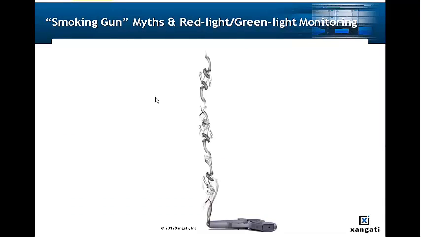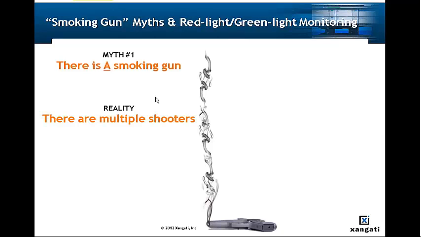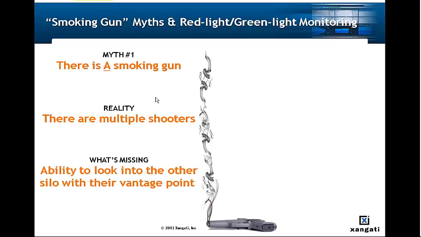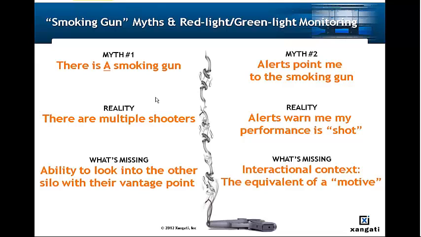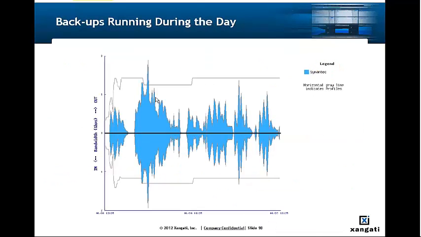And it's in this environment that we've noticed that there's a lot of myths that can kind of surround finding performance storms inside of an environment. First of all, the myth that there's a single smoking gun. The reality is that there's often multiple shooters, and you have to be able to see things from multiple vantage points. Another myth would be that it's alerts that really say what's wrong. Something crosses a threshold and bam, there it is. And what alerts do is actually say, well, somebody's already dead. There's already a problem. And what's missing is an interactional context, the equivalent of a motive, or perhaps a video camera that shows you what's going on, as opposed to just a blurb in the paper the next day.